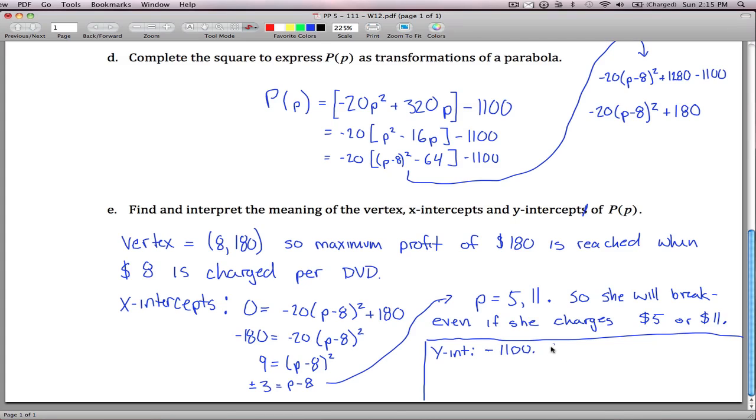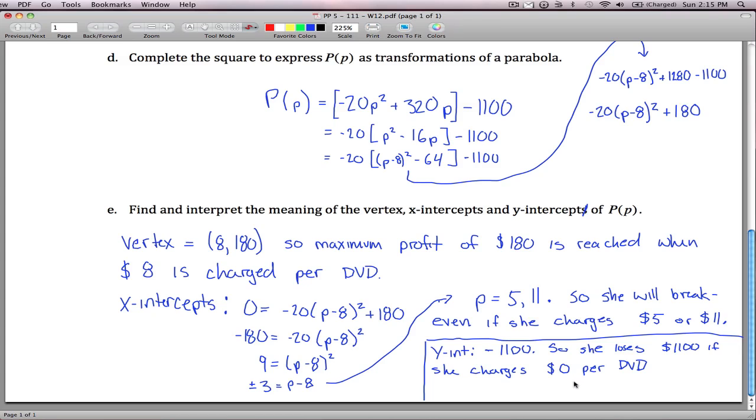And so what that's saying is her profit will be negative $1,100 if she charges $0 per DVD, if she gives them away for free. So she loses $1,100 if she charges $0 per DVD, which makes sense, right?